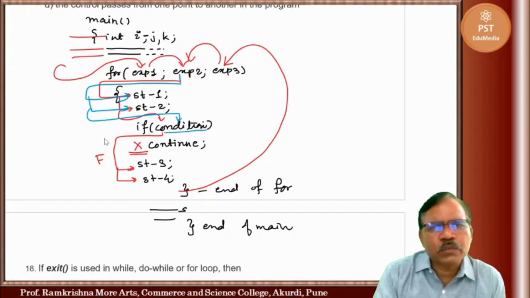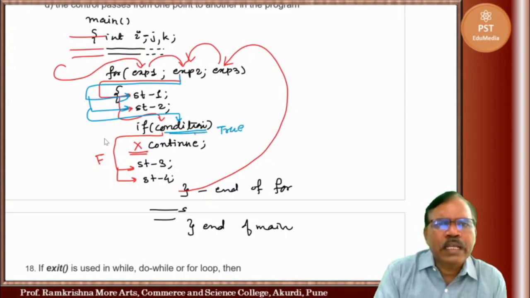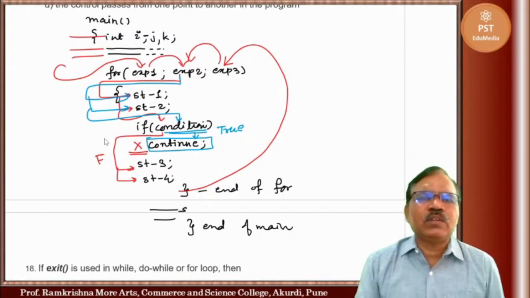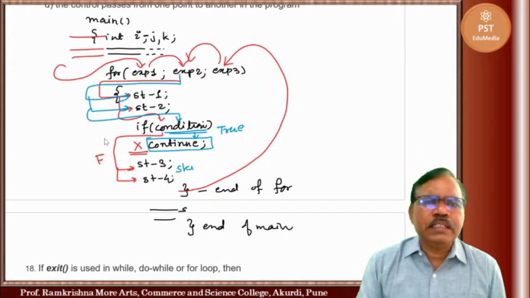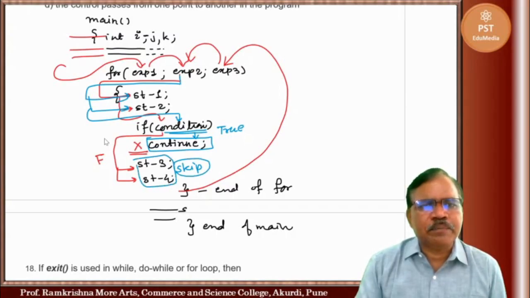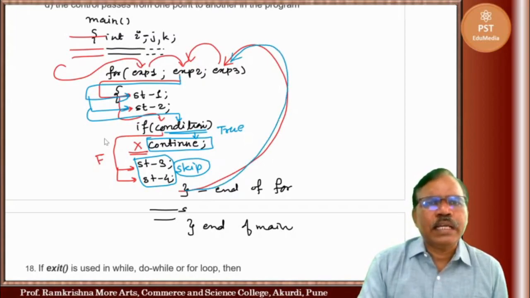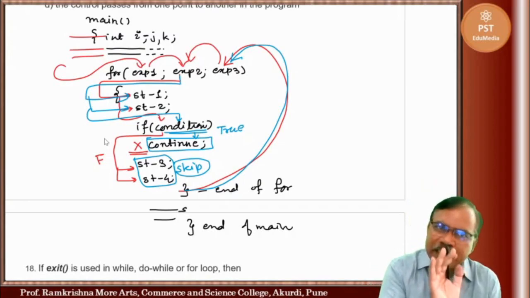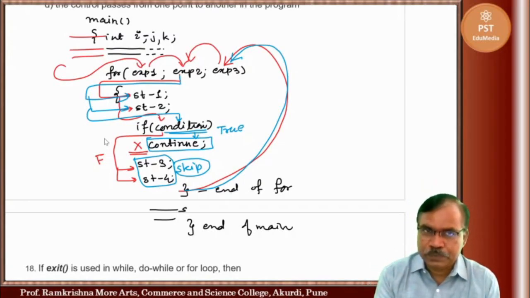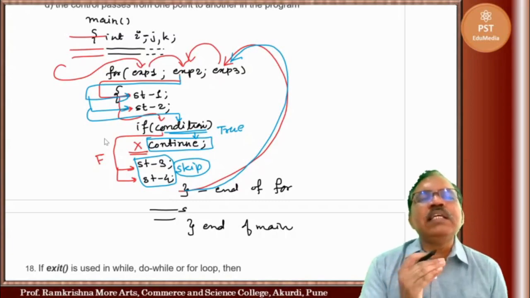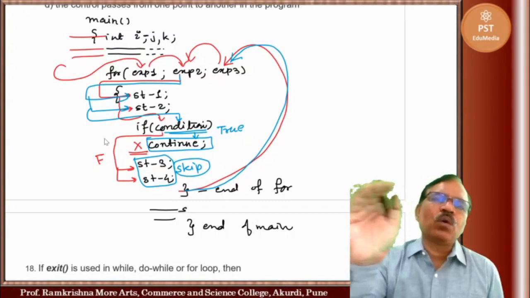Now what happens when condition is true? When condition is true, continue statement is evaluated. Continue statement is evaluated means what? It will skip the remaining statements. These statements are skipped. Control will directly go to expression 3. So remaining statements in the loop are skipped, but it will not come out of the for loop. It will go to next iteration.